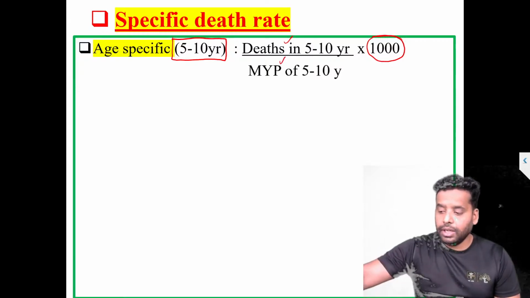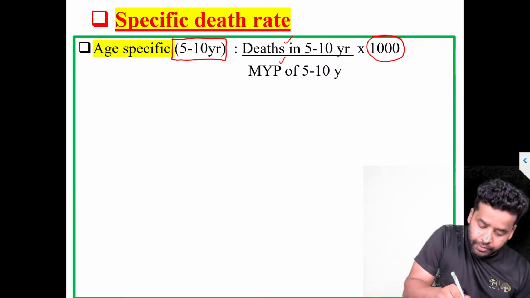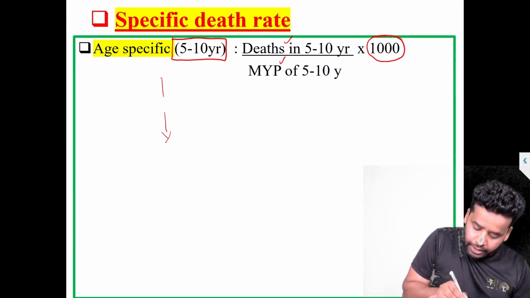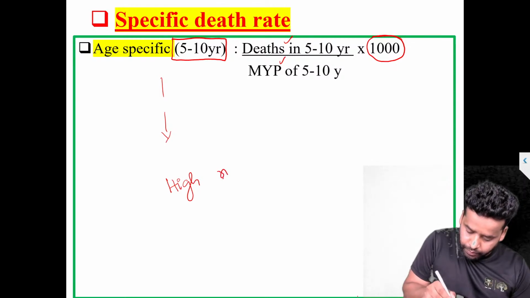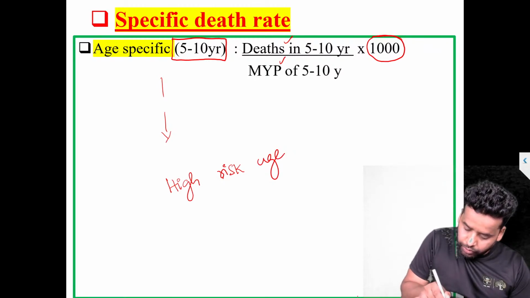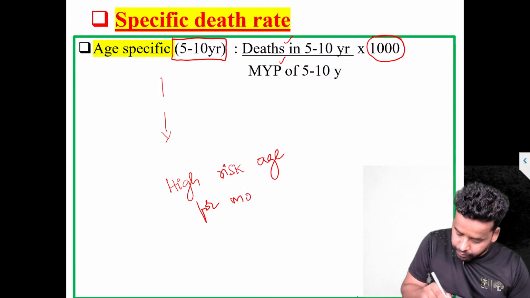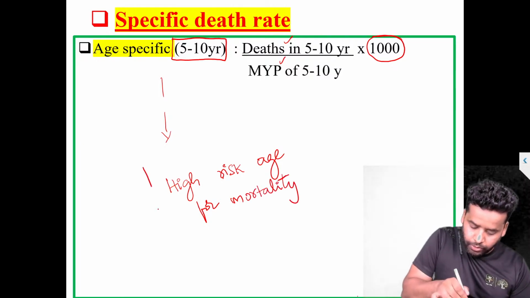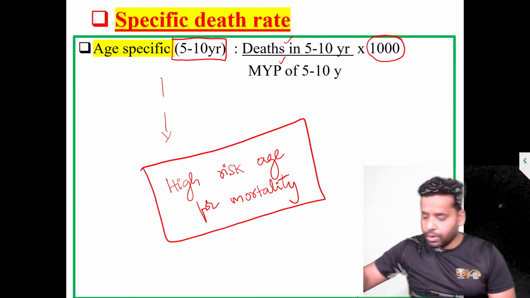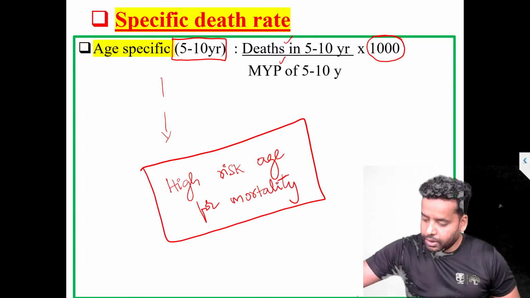You are calculating risk of death in that age group, means age specific death rate will indicate high risk age groups for mortality. True or false? True statement. Very good. So write down the words.